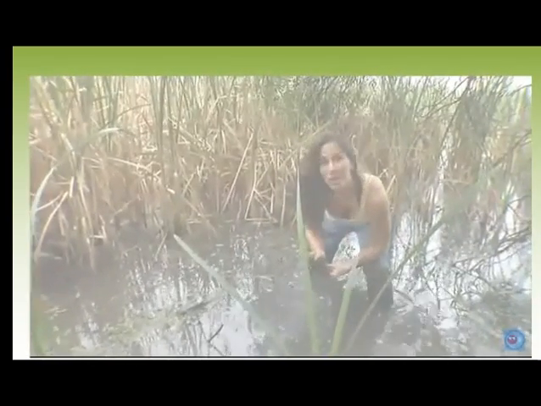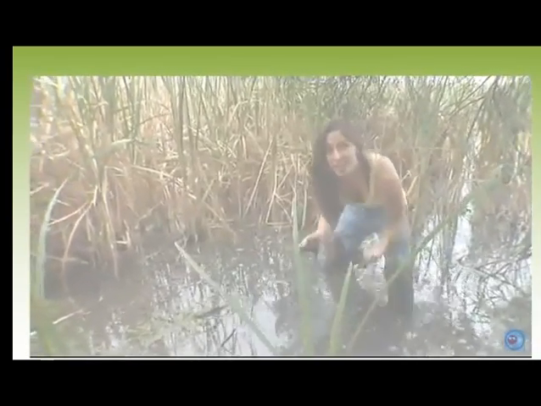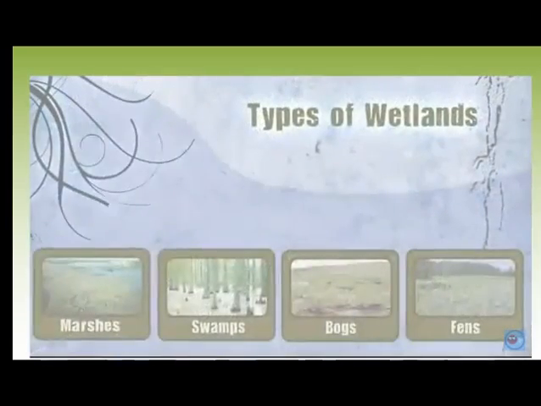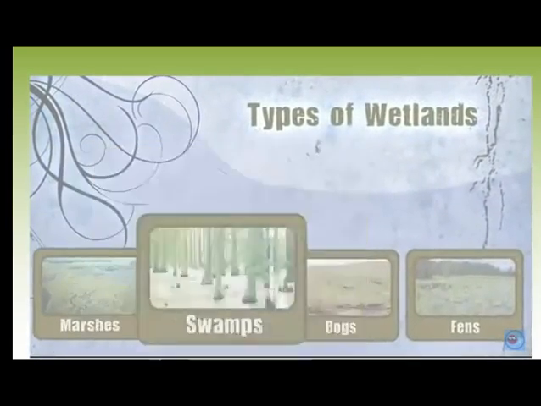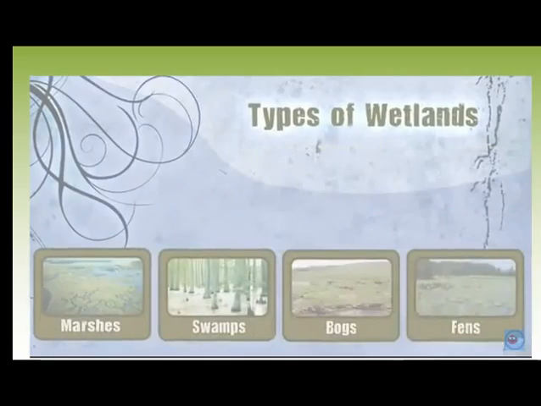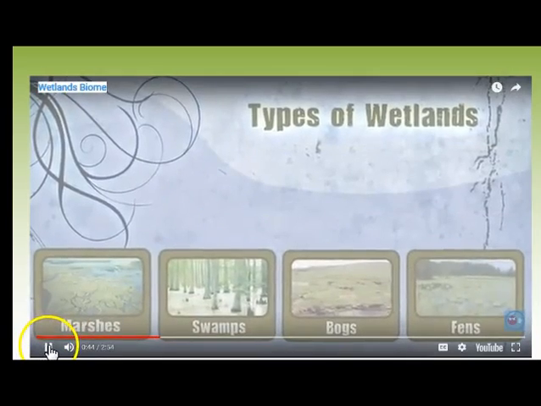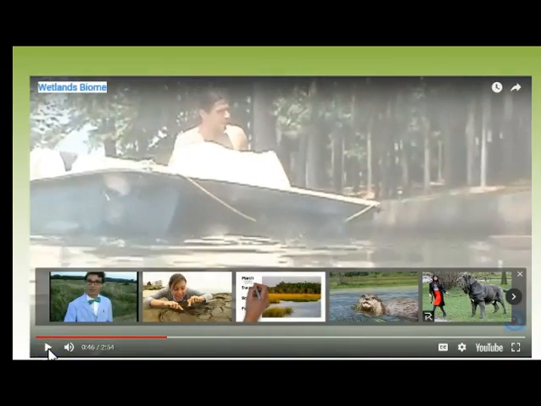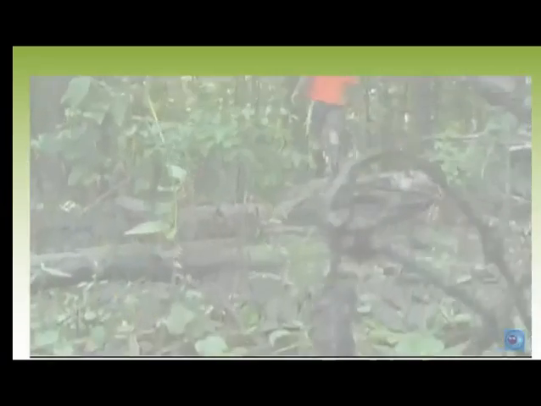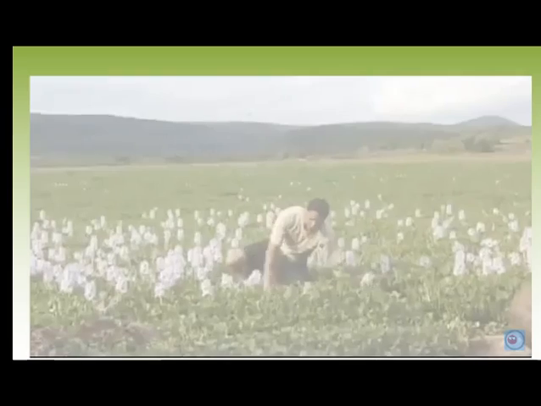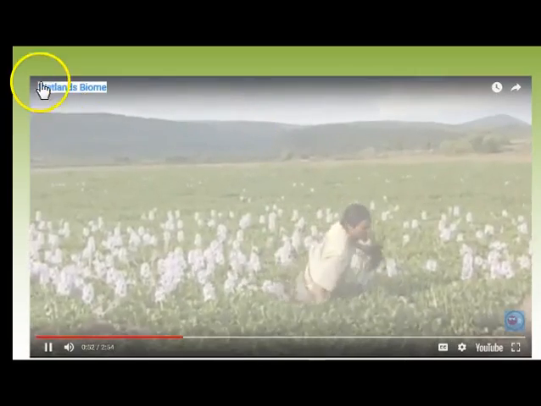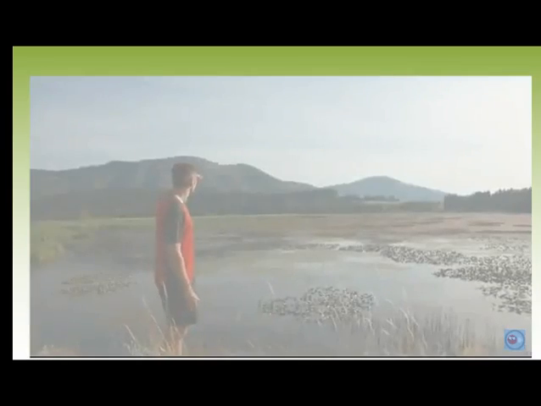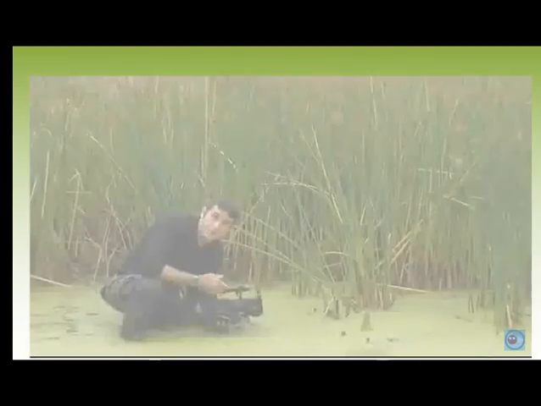Okay, let's start by looking at the different types of wetlands. Generally, they fall into 4 categories: marshes, swamps, bogs, and fens. And here's just a few we've explored. Do you have one of these near you? Depending where you live, you might have lots of them.